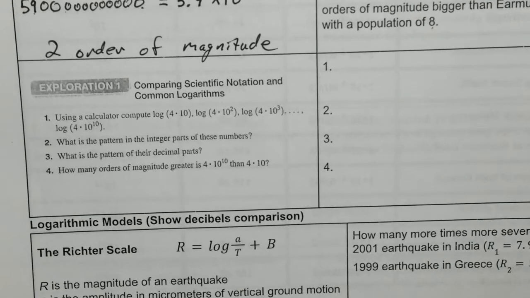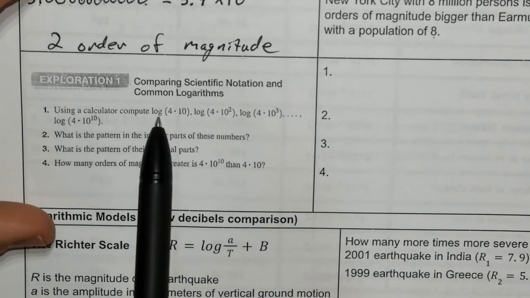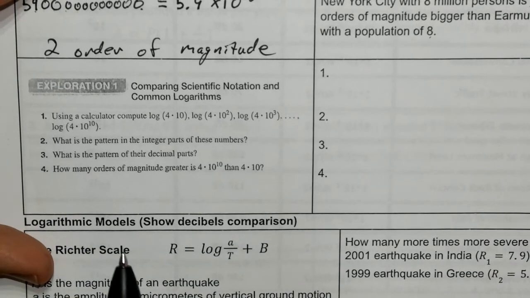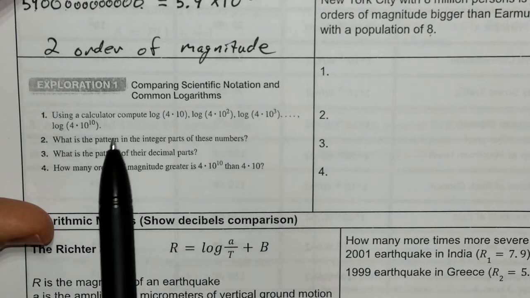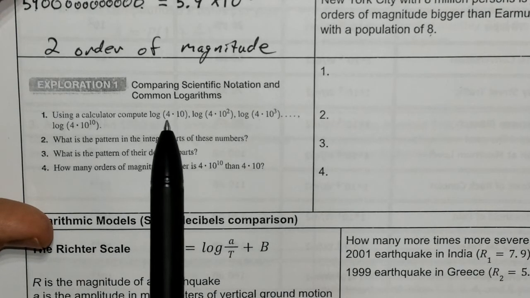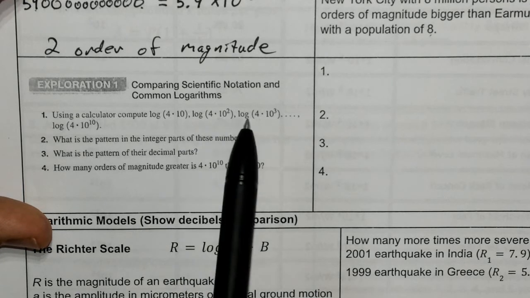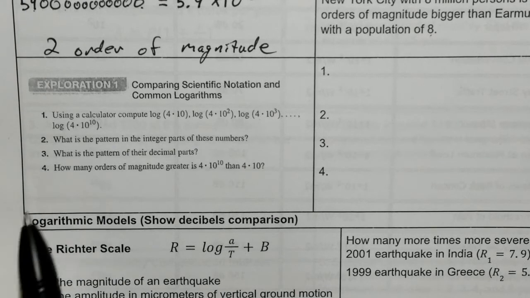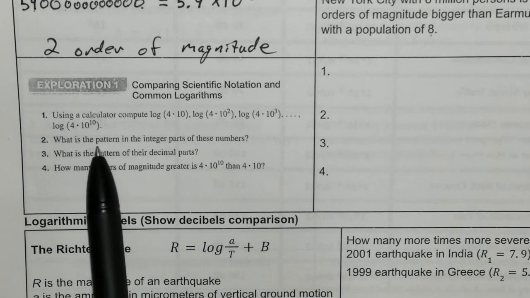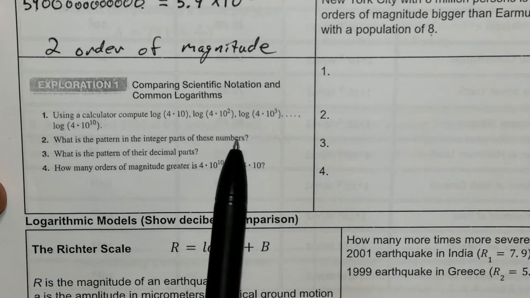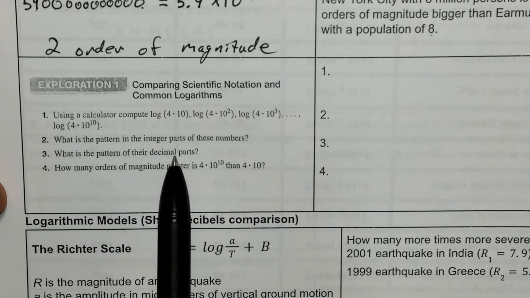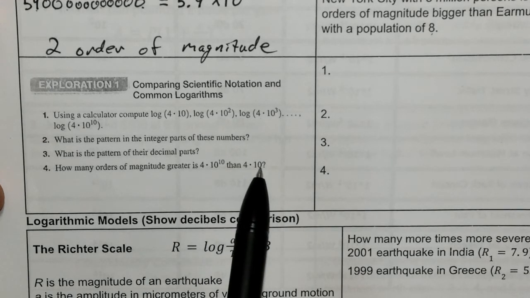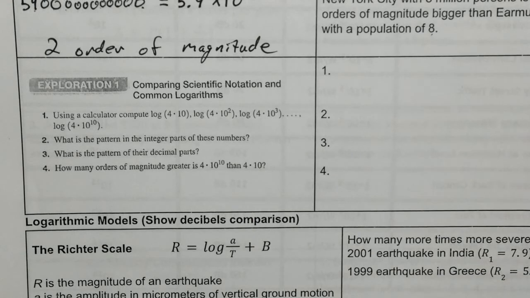All right, so I would like you to try this exploration. So take a calculator, compute the following, and then see what? Into the regular calculator or graph? The regular calculator thing, yeah. Okay, so log of 4 times 10, log of 4 times 10 to the 2nd, log of 4 times 10 to the 3rd, and so on, all the way up to log of 4 times 10 to the 10. Tell me what pattern in the integer parts of these numbers you notice. What about the decimal parts? And then how many orders of magnitude greater is 4 times 10 to the 10 than 4 times 10 to the 1? Okay. Go for it.